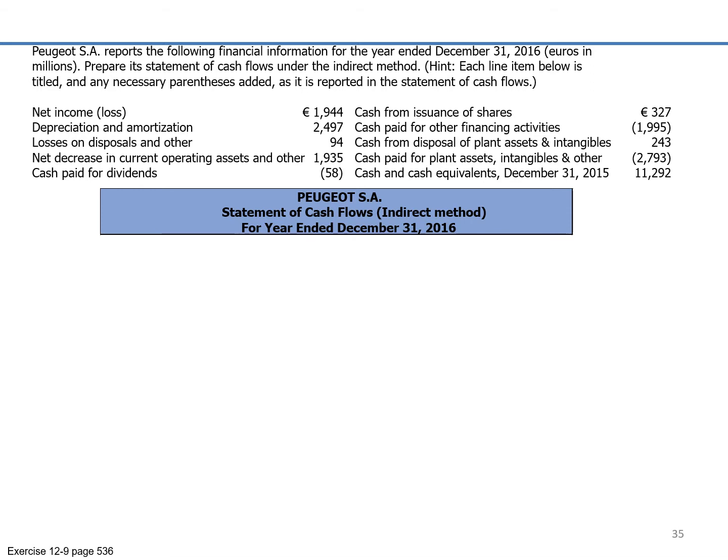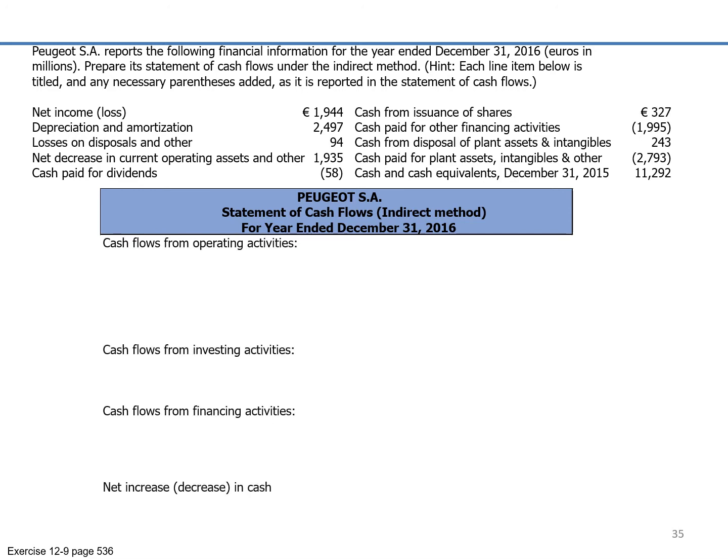Okay. Prepare its statement of cash flows using the indirect method. They give us a hint. Each line item below is titled and any necessary parentheses added as it's reported in the statement of cash flows. So what's super easy is they already give you the increases or the decreases, right? So we're doing the whole statement under the indirect method. So indirect method, we start with net income, right? So let's get our statement set up.